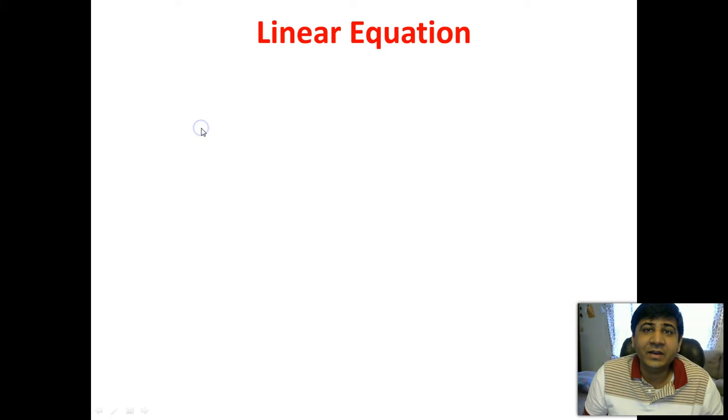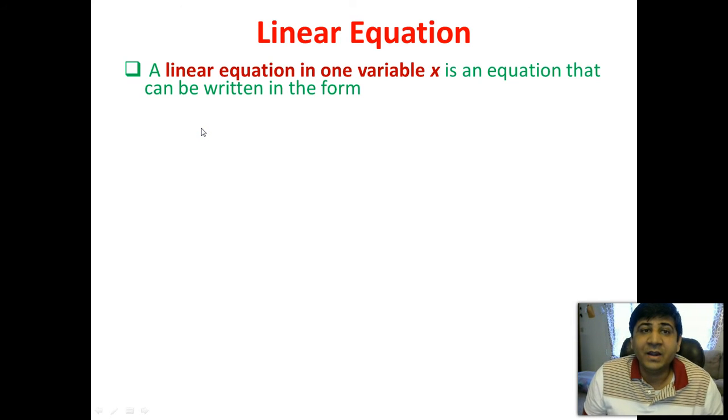So let's start with the linear equation. A precise mathematical definition of a linear equation is this. A linear equation in one variable, let's say the variable's name is x, is an equation that can be written in this form: a times x plus b equals c. You can have c, you can have 0, anything. So this is a linear equation.